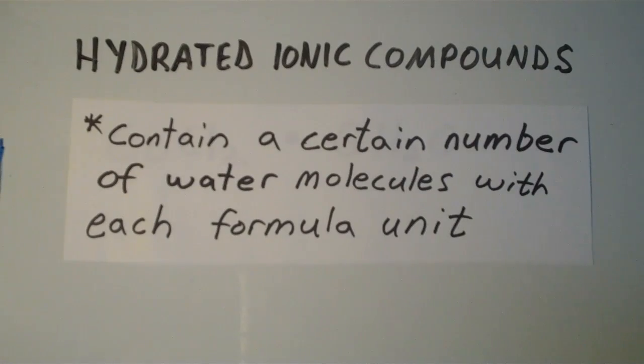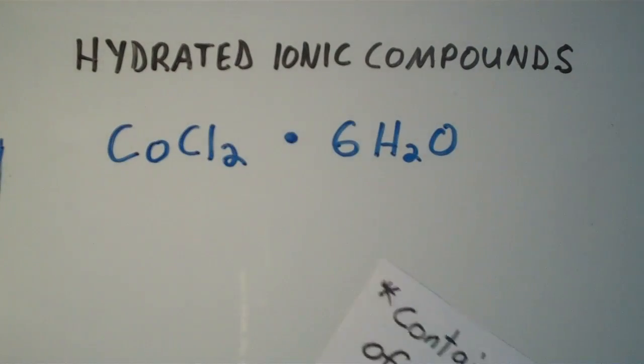Alright, so here I'm going to go over hydrated ionic compounds. A hydrated ionic compound is an ionic compound that contains a certain number of water molecules associated with each formula unit. So this is an example of a hydrated ionic compound.